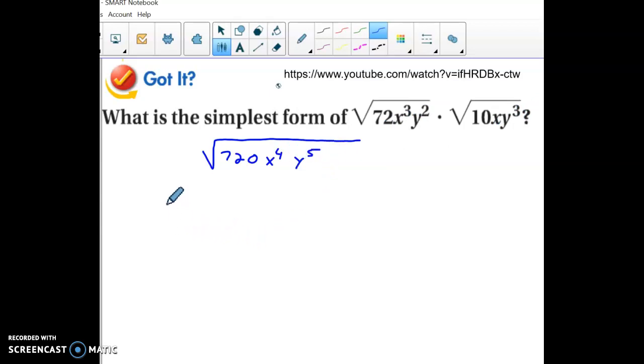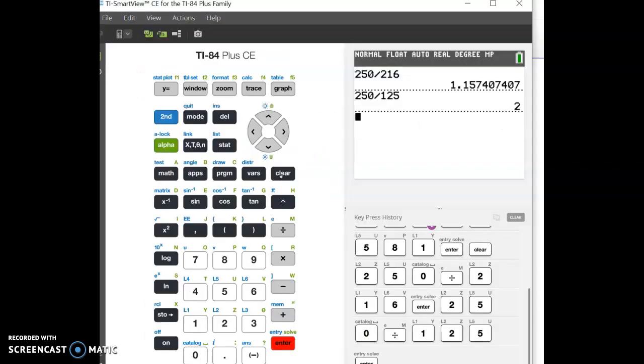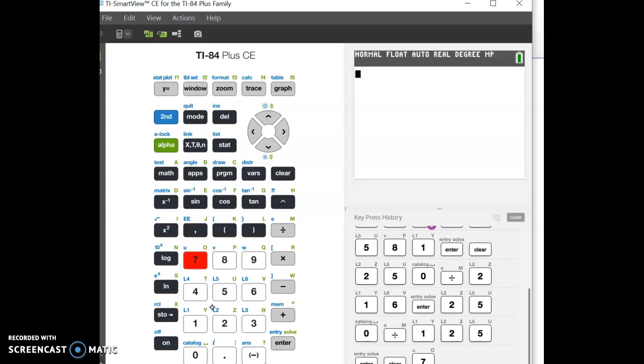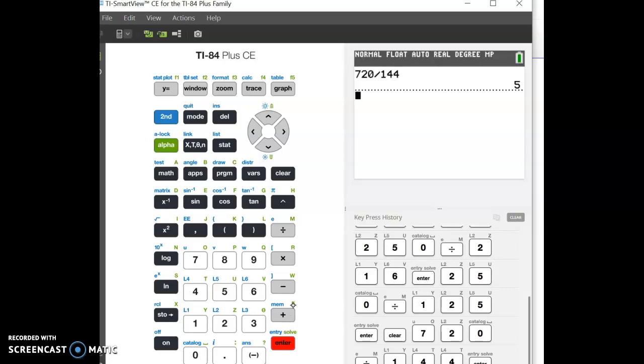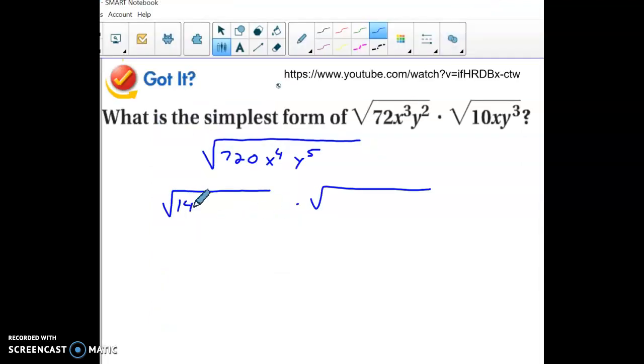Okay, and now we're going to do it like we did yesterday, which is we're going to break it into the perfect part and the non-perfect part. All right, 720 isn't a perfect square, so I've got to find one that works. I'm going to start high on my list. So I'm going to take 720 and divide it by 144, which is 12 squared. And that actually works, so we're kind of in luck. We hit it right away. So we're going to split into 144 and 5, and put 144 in the perfect part, 5 here.